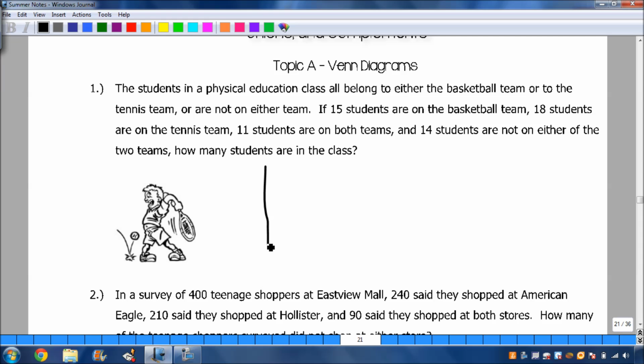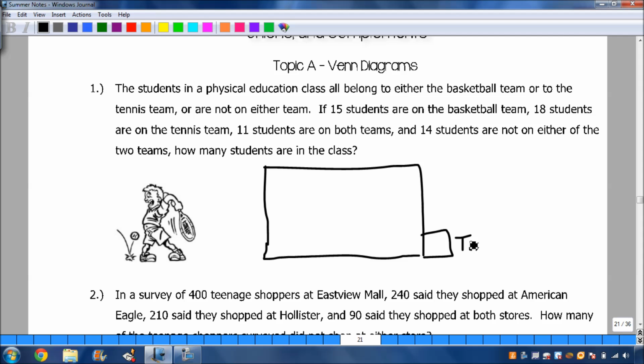So what we're going to do is draw a box to represent the entire information. And usually what I like to do is put the total in the corner. Okay? And then in this problem, we only have two options. You can either be on the basketball team or you can be on the tennis team. So that means that we're going to have two circles. So we'll have one circle for the basketball team. Okay, and I'm going to label this BB so I know it's basketball. Okay, and then we'll have another circle for the tennis team.